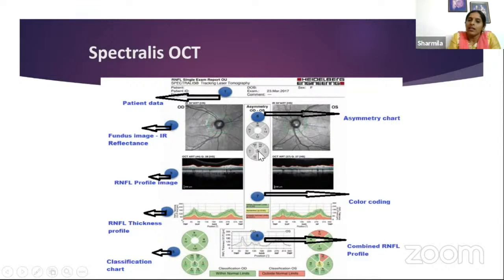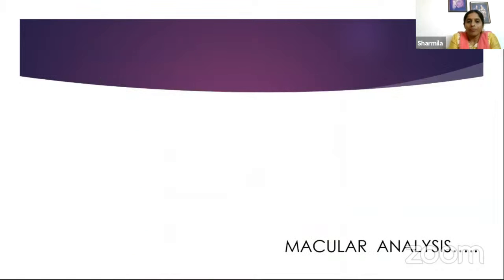And then you have the classification, that is the global parameter will be the center circle. And then you have the superior quadrants, supratemporal, supranasal, the temporal, the nasal, infratemporal, and infranasal. So you have in each quadrant, what is the asymmetry in measurements between the right and the left eye. Again, these are also color coded, and here predominantly you have only 3 colors. The green is in the normal range, the yellow is the borderline, and the red is outside the normal limit range.